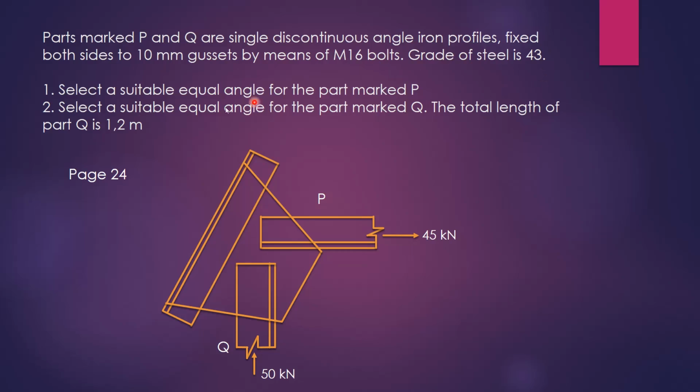Question number 1 says select a suitable equal angle for the part marked P, which is this one. Number 2 says select a suitable equal angle for the part marked Q, which is this one. We're also told that the total length of part Q is 1,2 meters. So let us go straight to the solution.